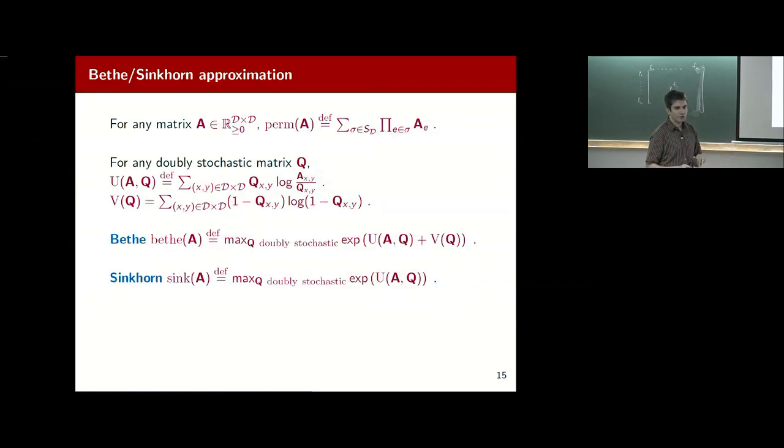So imagine doing the following process. Let's take all the rows and scale them so that they sum up to 1. Now take all the columns and scale them so that they sum up to 1. Go back, scale the rows so they sum up to 1, go back to the columns, keep repeating this. Now, how much does the permanent change in this process? Well, it just changes by the product of all of the multipliers that you used.